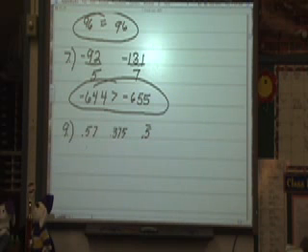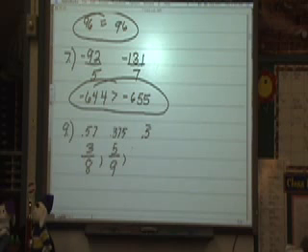What's the fraction? I need the fractions in order from these. 3/8. Then what? Then 5/9. 0.55 repeating is smaller than 0.57. And then 4/7, and that's your answer.